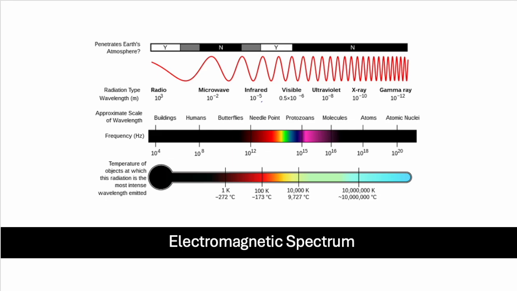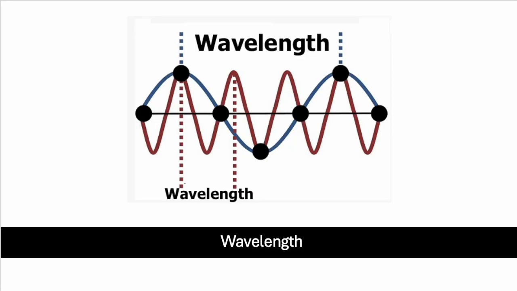Electromagnetic radiation is a form of energy that travels through space in waves. These waves come in many different sizes, or wavelengths, and frequencies. Wavelength is the distance between two peaks of a wave, while frequency is the number of waves that pass a point in a given amount of time.